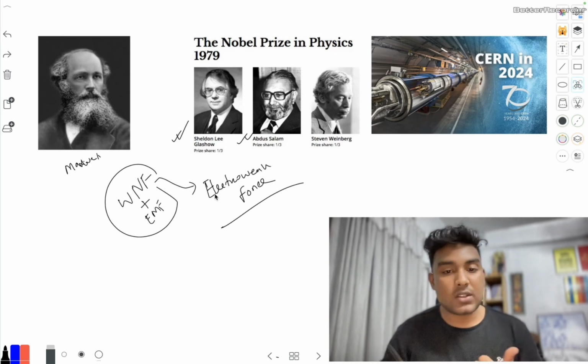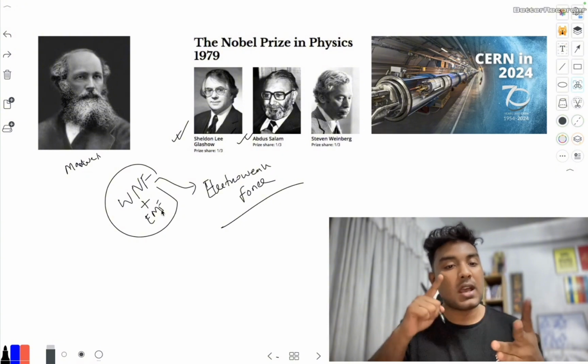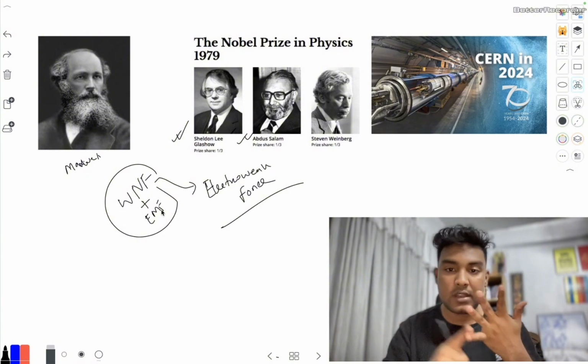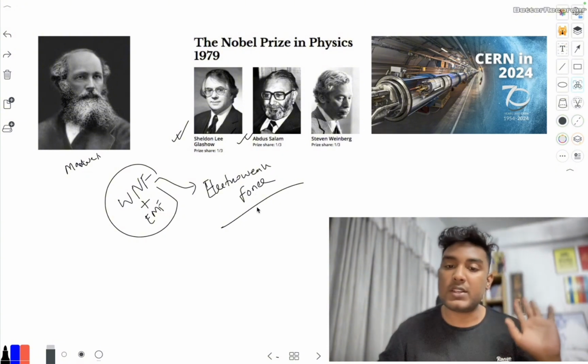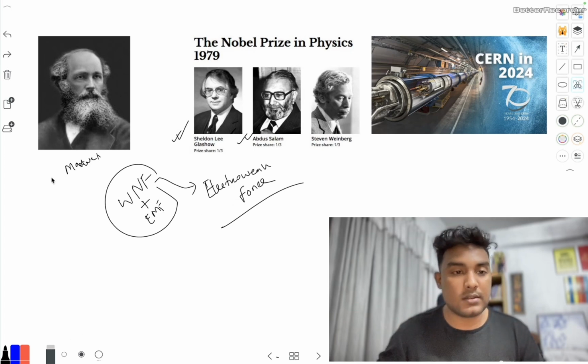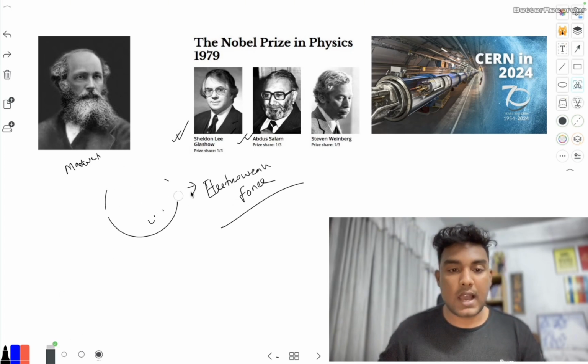So how did they discover the electroweak force? Now we are combining two fundamental forces, weak nuclear force and electromagnetic force. Then we got the electroweak force. So how did they get it? Let's see how they got it.